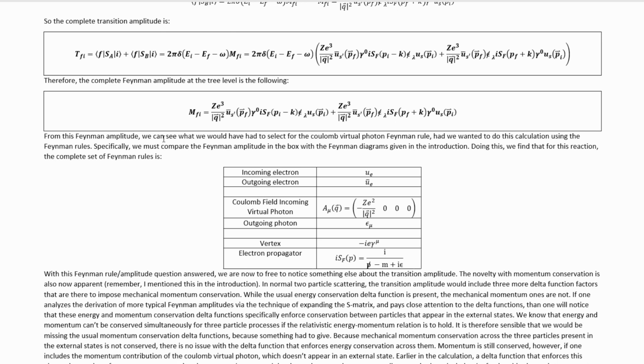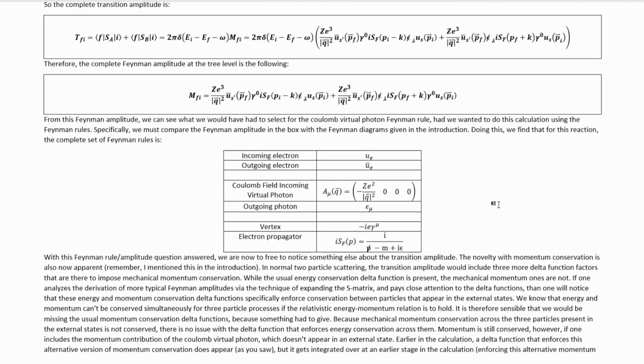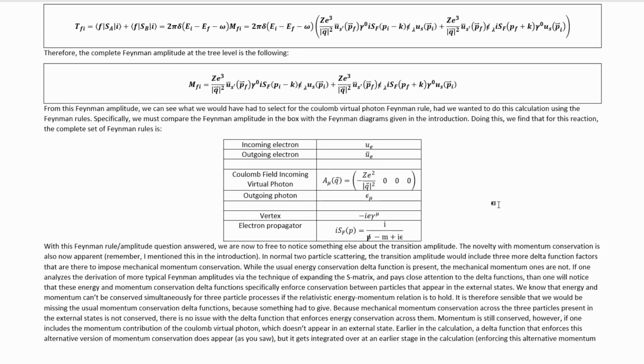From this Feynman amplitude, we can see what we would have had to select for the Coulomb virtual photon Feynman rule had we wanted to do this calculation using the Feynman rules. Specifically, we must compare the Feynman amplitude in the box with the Feynman diagrams given in the introduction. Doing this, we find that for this reaction, the complete set of Feynman rules is just these. So the usual ones, except for the incoming virtual photon, which is given by this Fourier transformed Coulomb field.